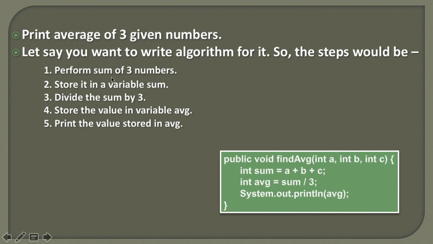So if we transform these 5 steps into code, here we have a method findAverage where we are given 3 numbers A, B and C. We perform the sum of the 3 numbers and store it in a variable sum. Then we divide the sum by 3, so whatever value is in sum, we divide it by 3. We store the value in variable average, and finally we print the value stored in average.